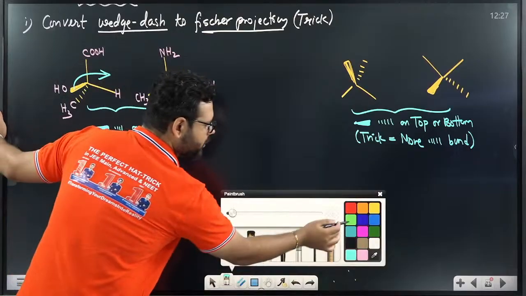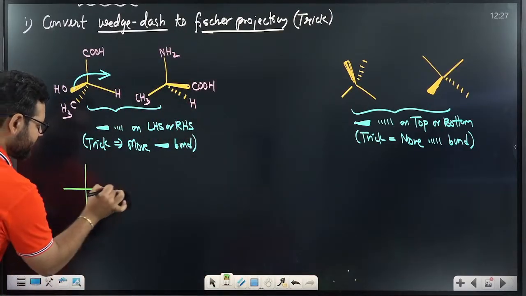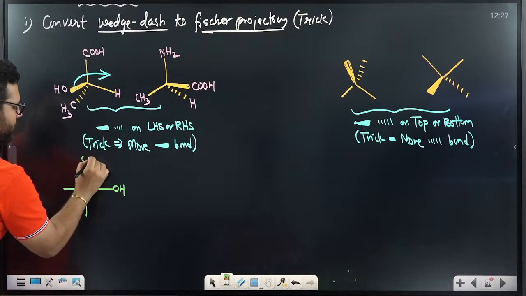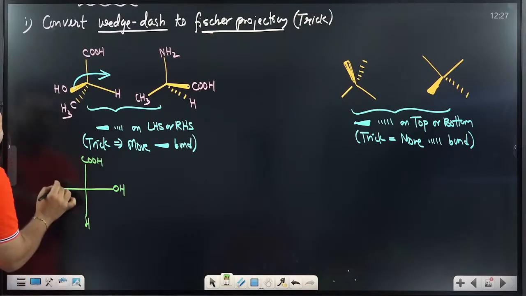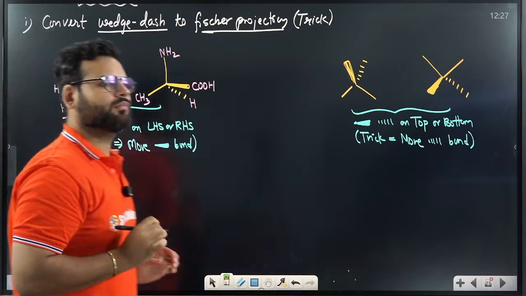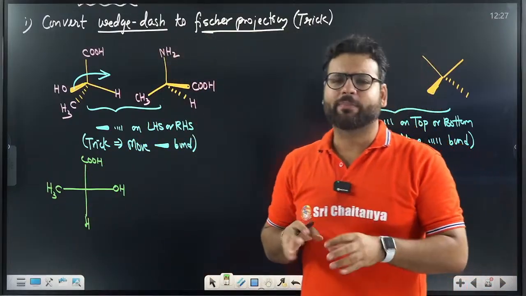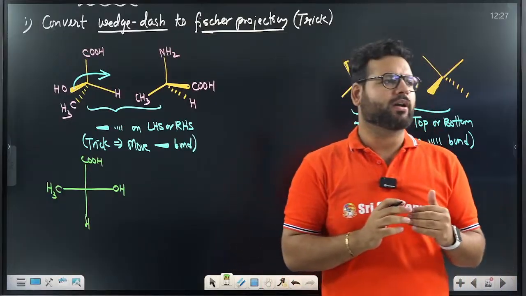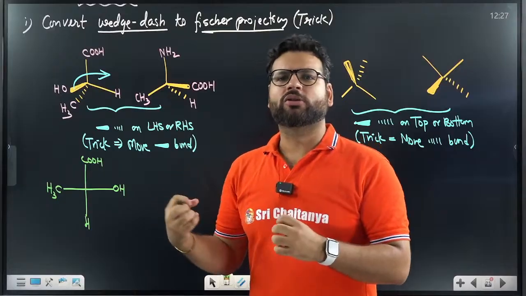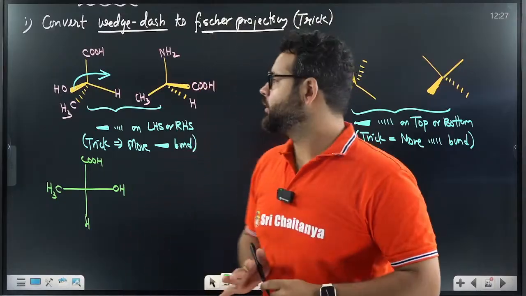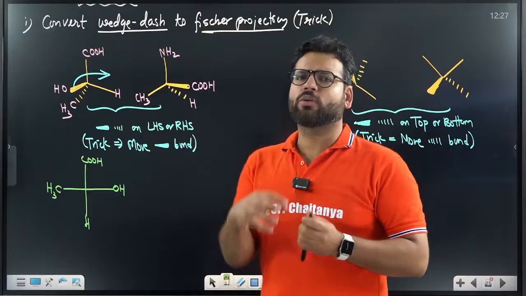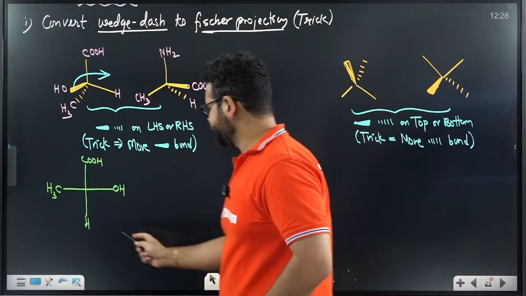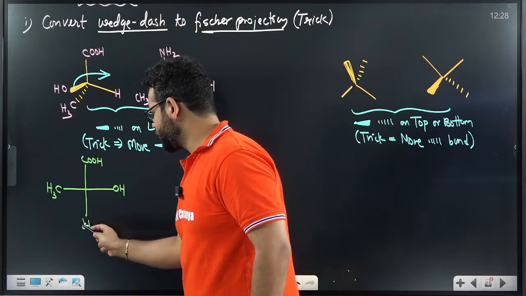So convert it to Fisher. Fisher looks like this, a plus, where OH has gone to the right hand side, in between COH and H. CH3 still remained on the left. This is as simple as it can get. No other simpler way you can have. Again, I'm telling you: move the wedge bond and take it between the 2 bonds which were on the notebook. On the notebook, COH and H were sitting. I took the wedge OH and opened it between those 2. This is the Fisher projection.